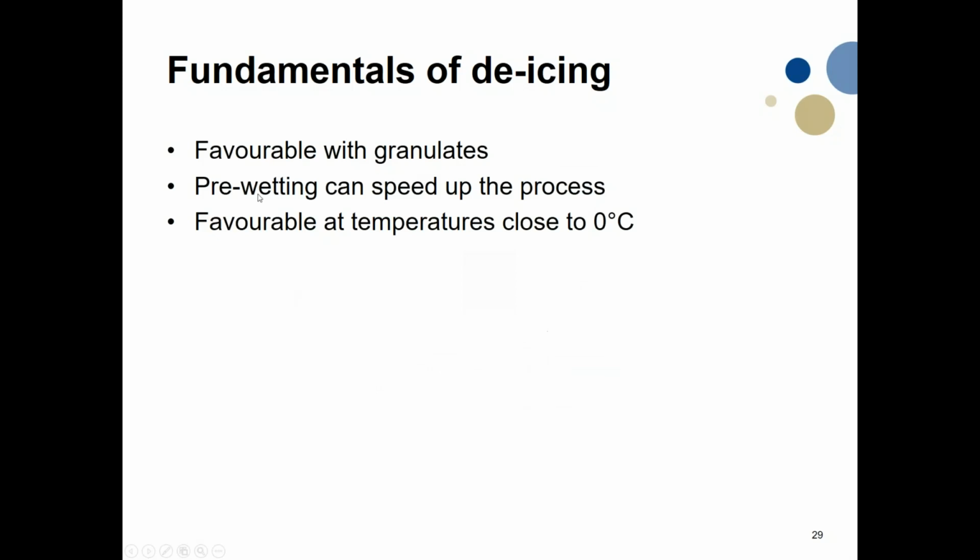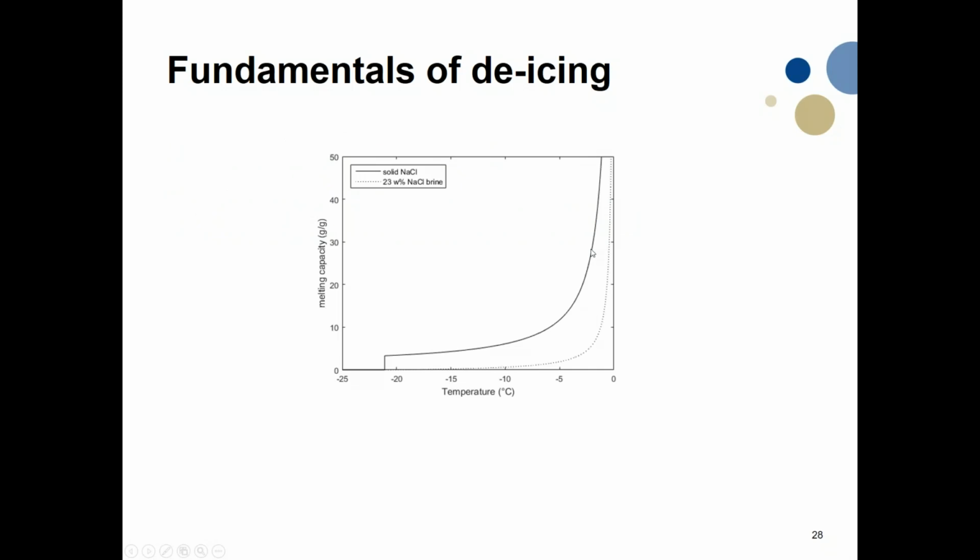So summing up, it is much easier to succeed with a de-icing operation if you use a granulate. But what you see in this curve as well is that as it gets colder and colder, your melting capacity goes drastically down. So it is not favorable to de-ice at very low temperatures.